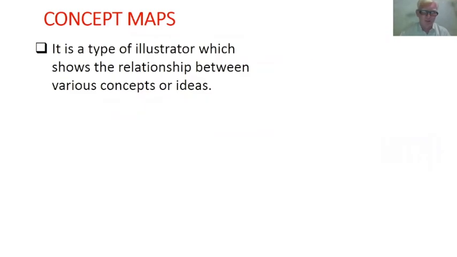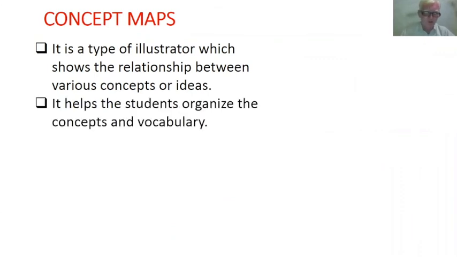Then these are the concept maps. It is a type of illustration which shows the relationship between various aspects of our ideas. You might know very well that concept maps are written in a branched manner. First, you write some topic, you branch, and then you write the subtopics of that topic. In the next section you write some other aspect and give them the branches. So it is helpful for students to organize the concepts and vocabulary.